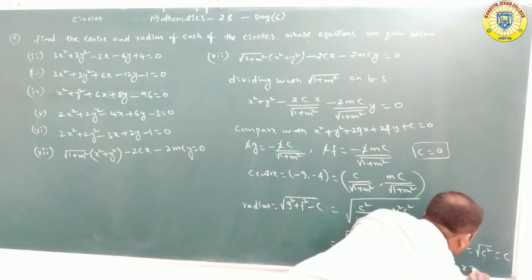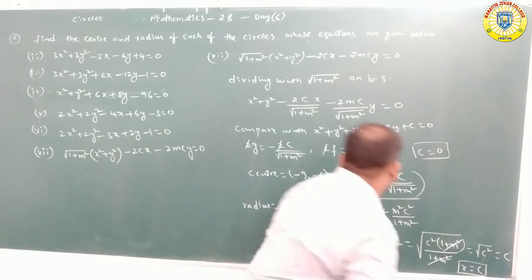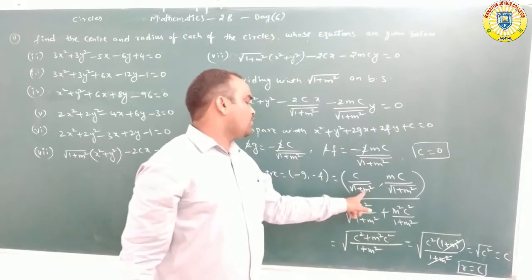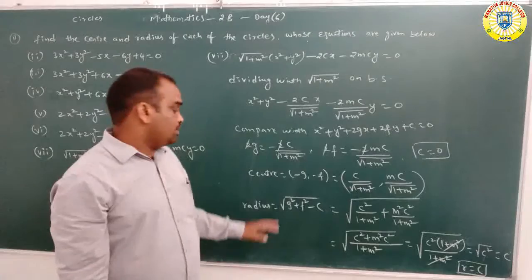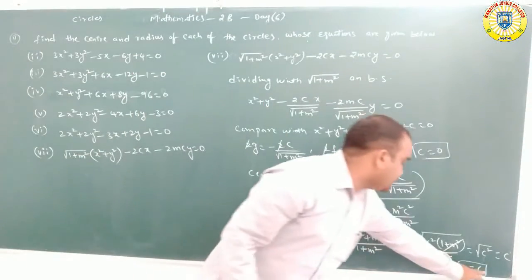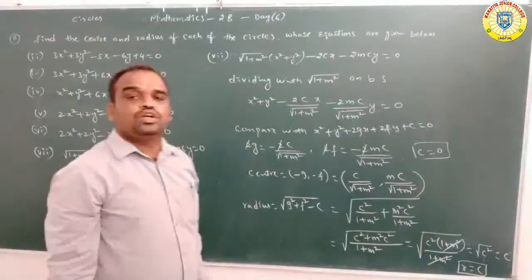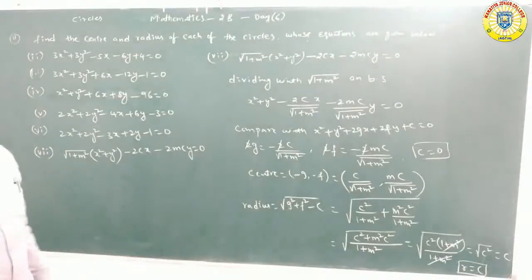Radius is equal to c, center is equal to c by under root of 1 plus m square, mc by under root of 1 plus m square. See, center and radius is which one, sir? c. Do the remaining problems as homework, come all of you. Okay.